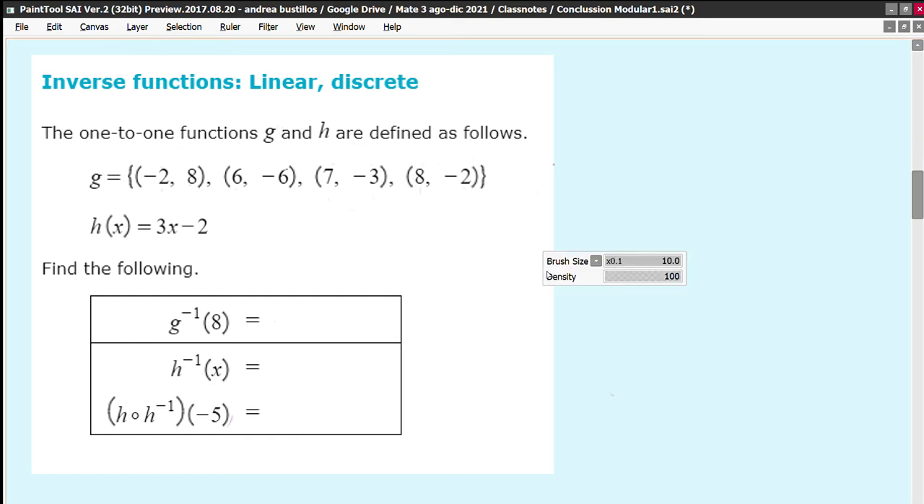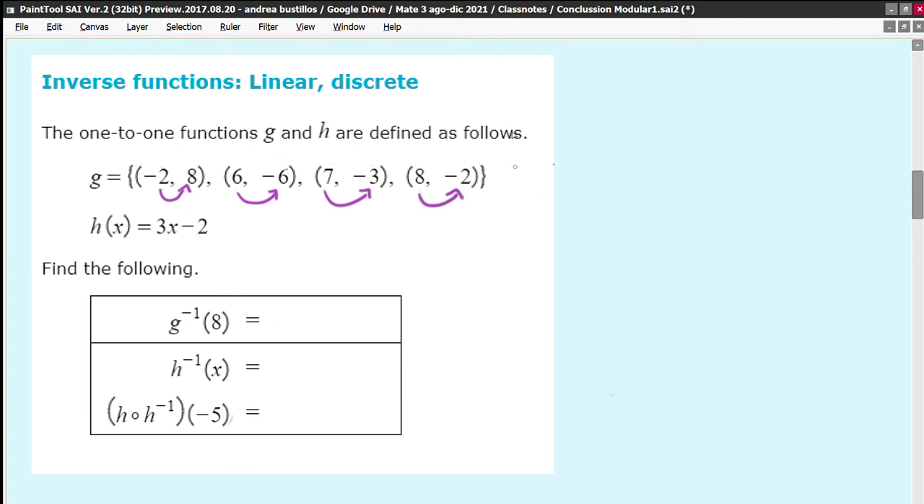Now we're going to work with the inverse function of linear and discrete functions. The first function we have is a discrete function, so we have to remember how that works. A discrete function sends the values of x into y as in any other function. So the g function sends -2 into 8, 6 into -6, 7 into -3, and 8 into -2.